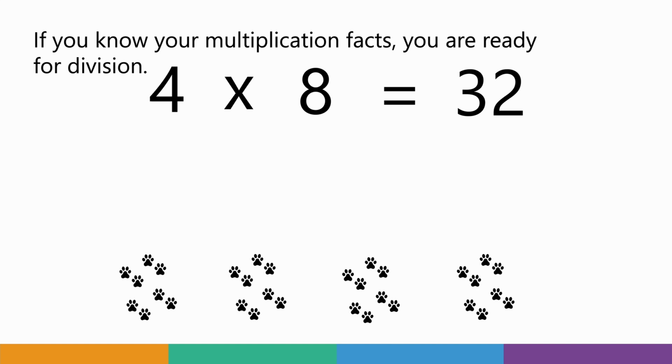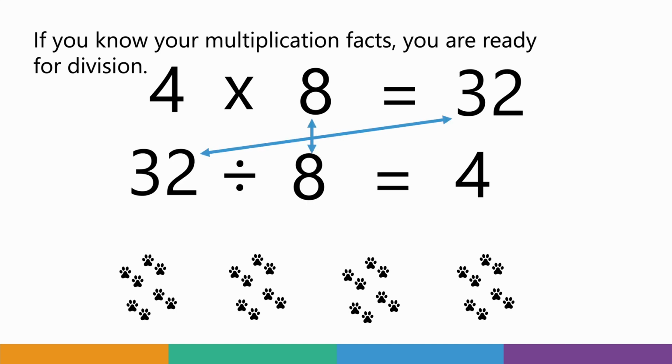4 times 8 equals 32. 32 divided by 8 equals 4. 8 into 32 equals 4 times.